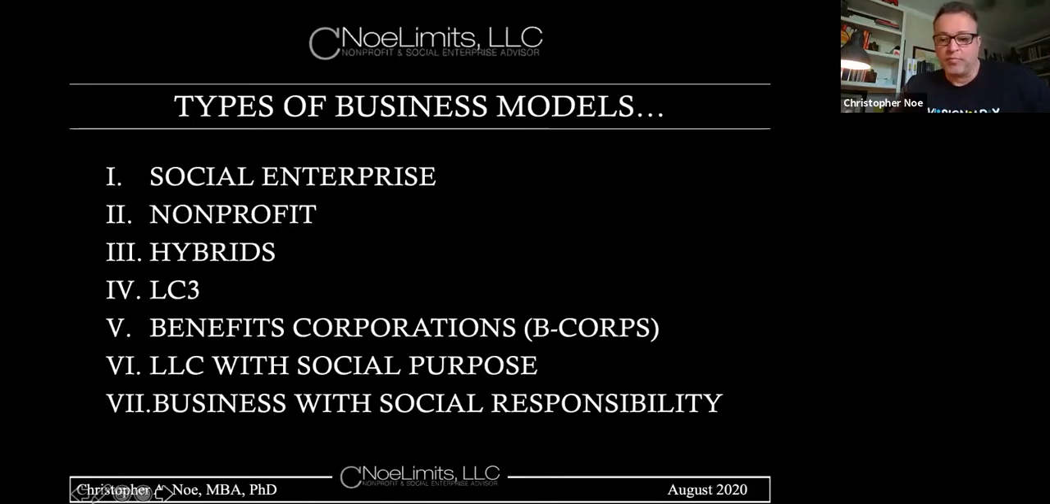Many of you have probably heard of B Corps or benefit corporations. I think that's in most every state. We adopted that in 2014 here in Florida. LLC with social purpose, one of my favorites. That basically is if you want to start a t-shirt company tomorrow, but you want to sell one and give one to someone in need, that is the simplest form. That's an LLC with social purpose.